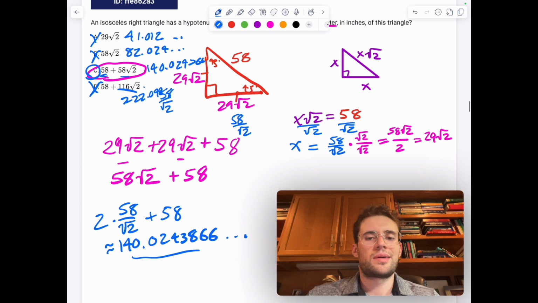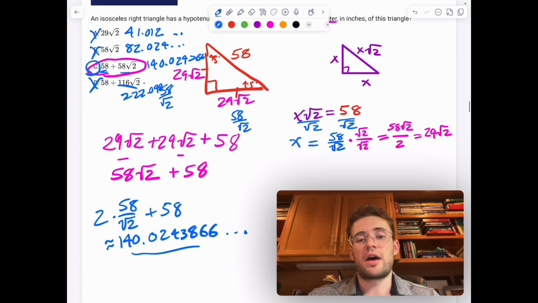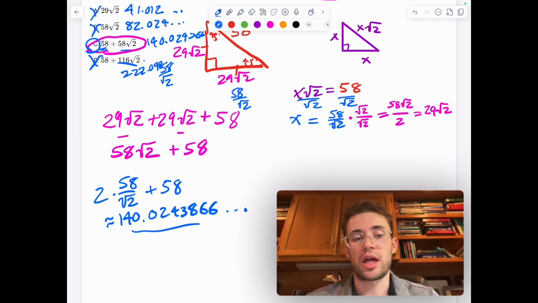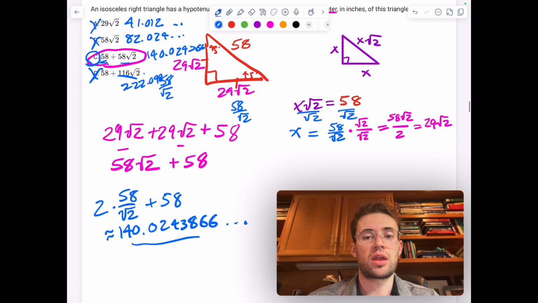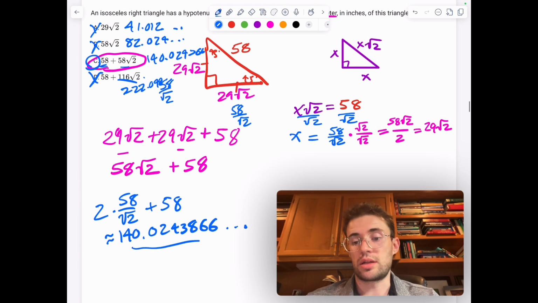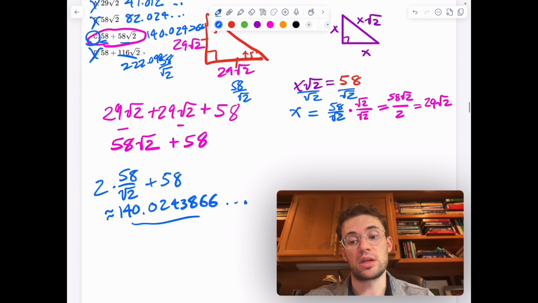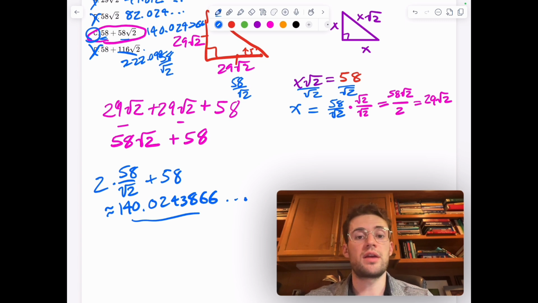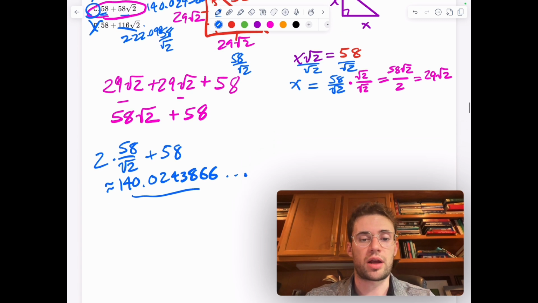And again, I would recommend being comfortable enough with radicals that you can rationalize and just find the answer without using a calculator and without using the decimal answers. But this is another option in case you don't feel comfortable with that, or even if you did it and you just want to check that you did it correctly.